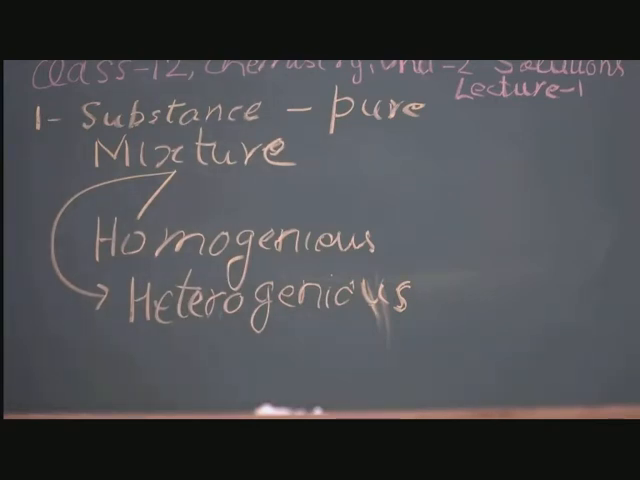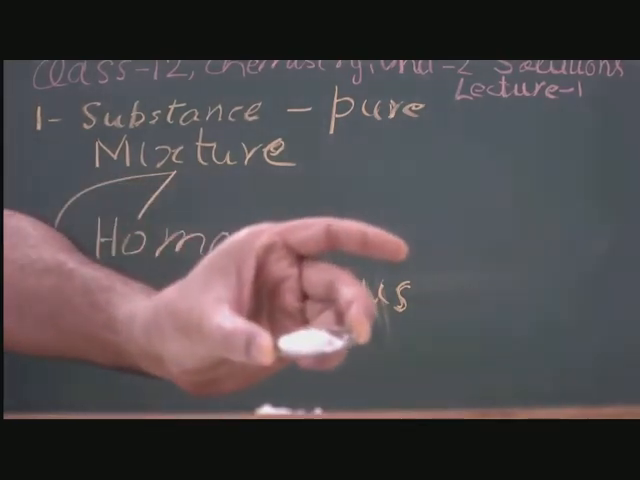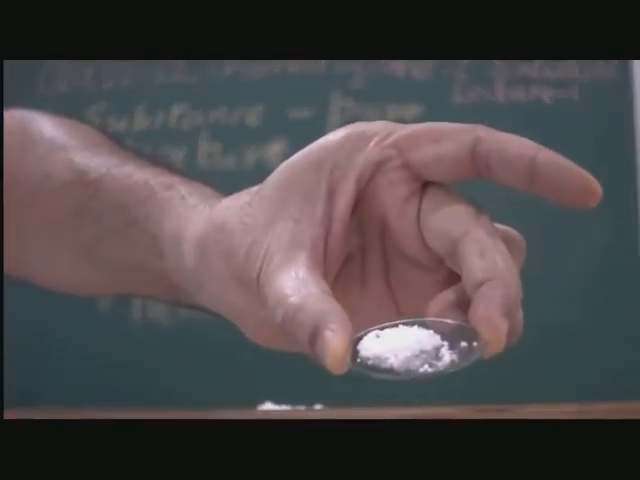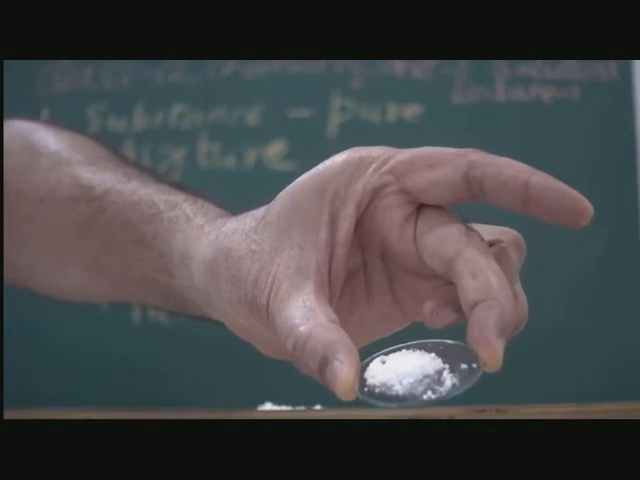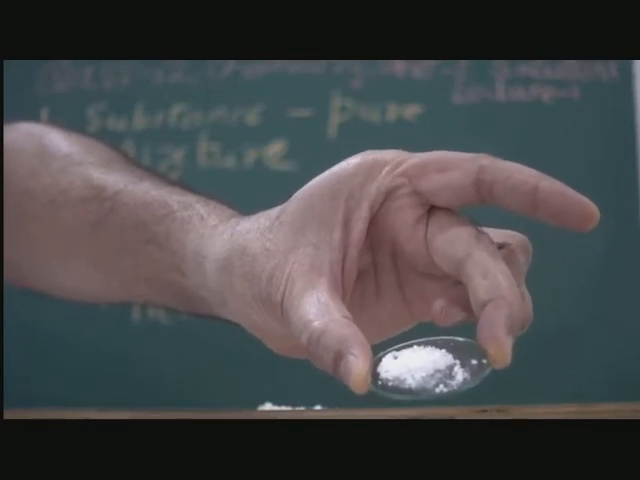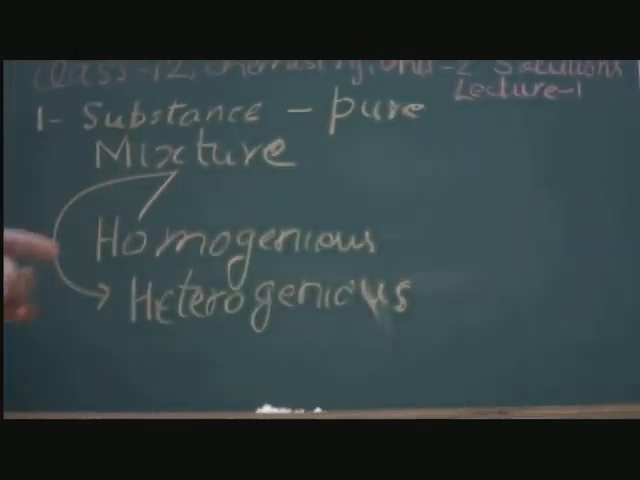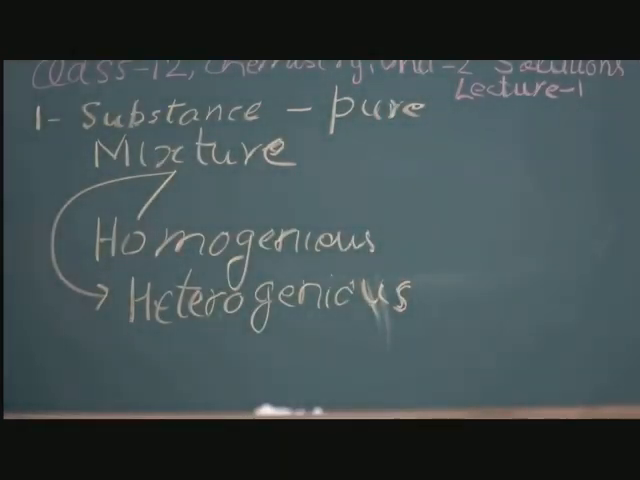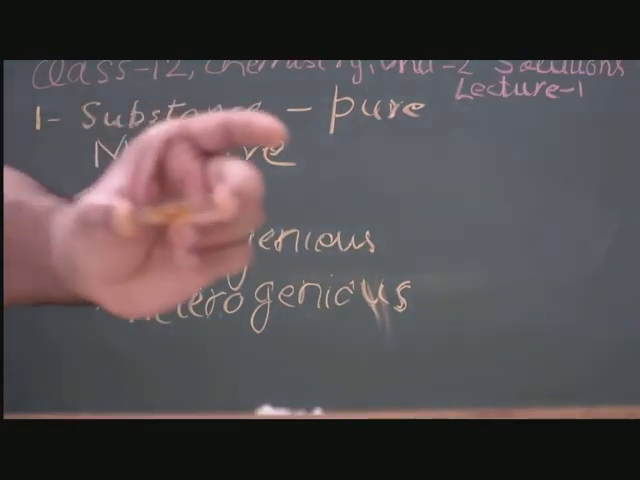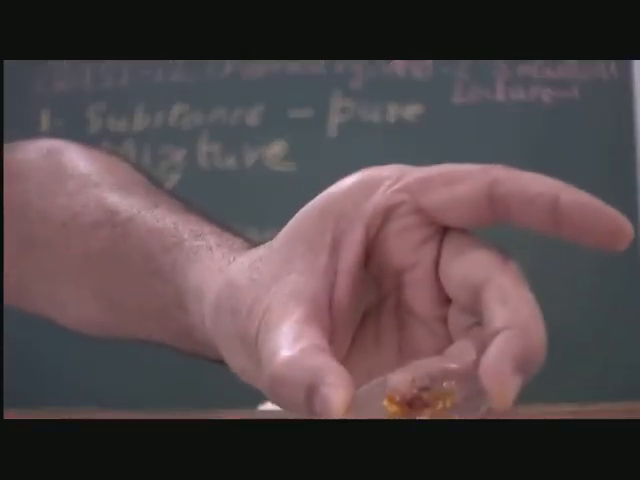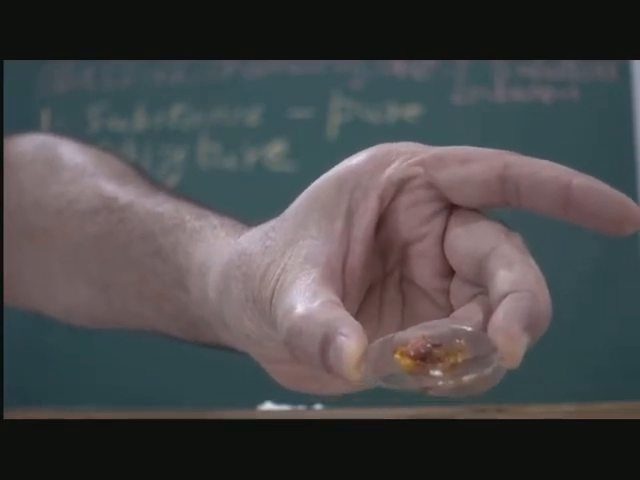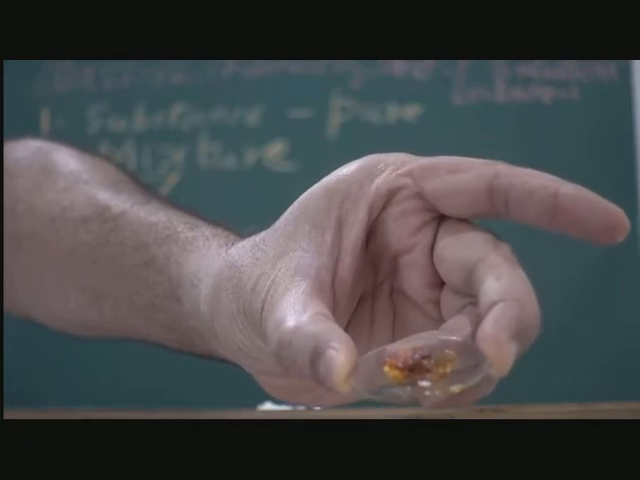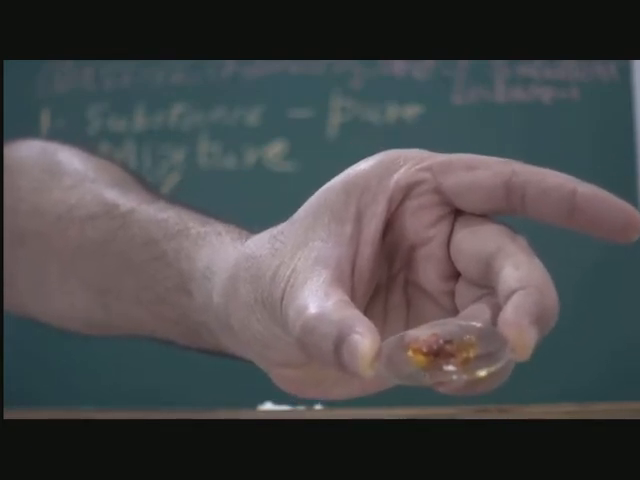Now, you have a look at here, two salts have been mixed. Is this mixture homogeneous or heterogeneous? This is heterogeneous. Why this is not homogeneous? I will just tell you after a while. And this mixture of ferric chloride and sodium chloride is also heterogeneous.